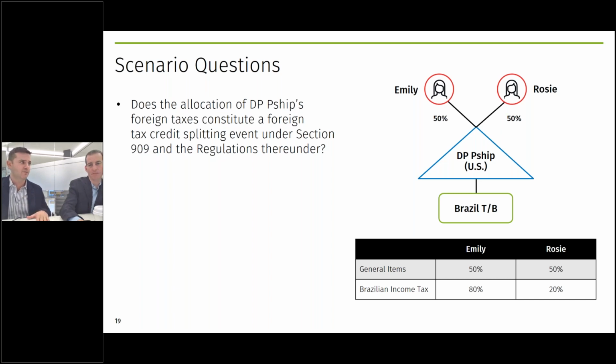So if we have income being accrued inside the reverse hybrid and taxes being accrued, being paid above it in the partnership, that is very likely and very potentially going to be a 909 splitter. In this case, we don't have that. It's just a branch operation, so that's not going to be a concern.